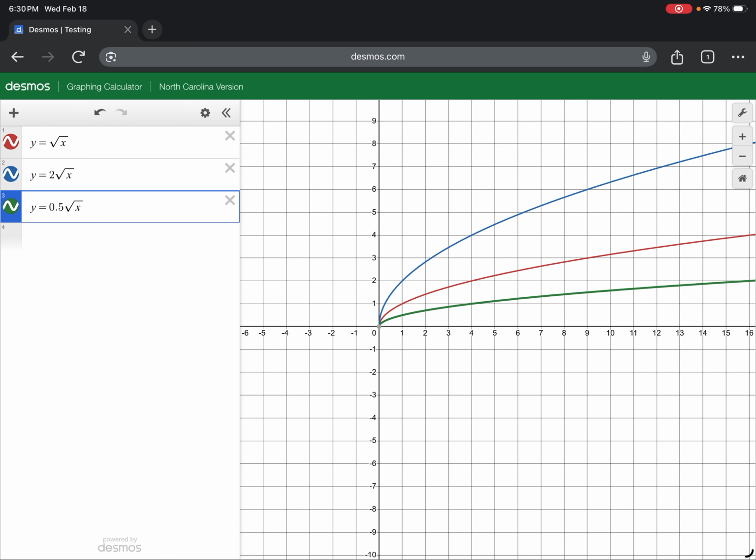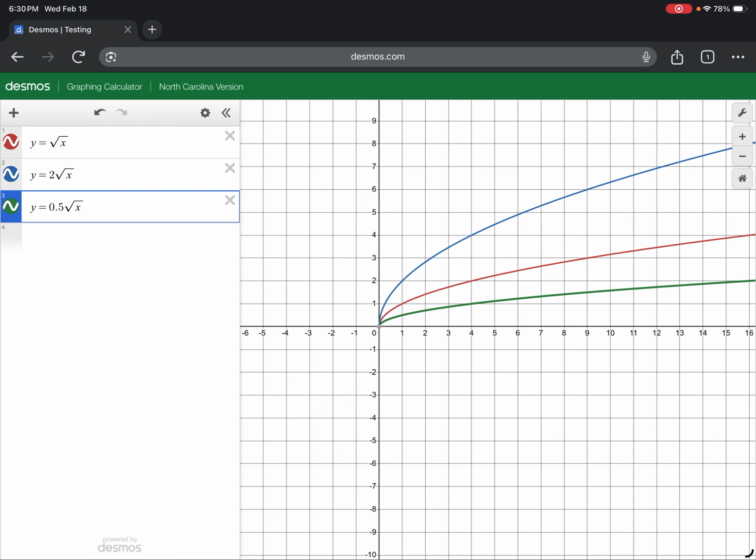All right, so at 4, we initially had a value of 2, but now at 4 we have a value of 1 because we're multiplying it by 1/2. Remember, multiplying it by 1/2 is the same thing as dividing it by 2. So we're decreasing the y values and how big they're going per x.